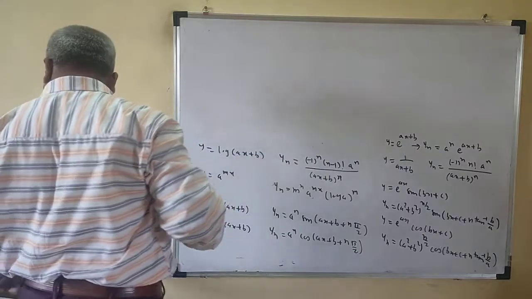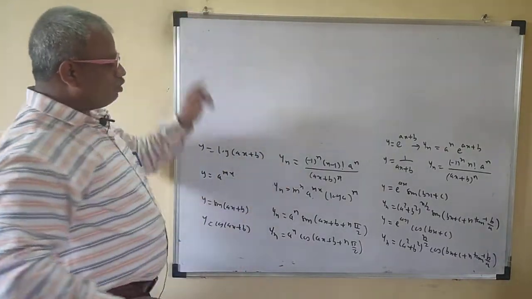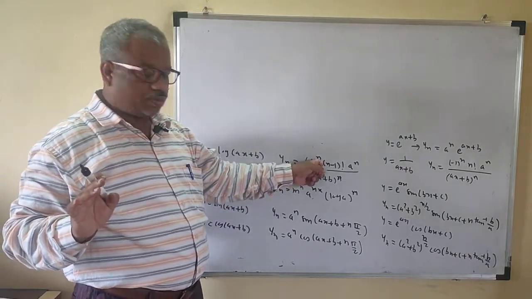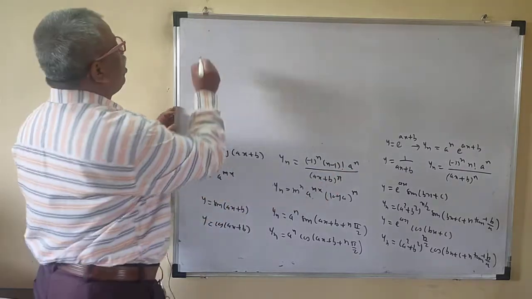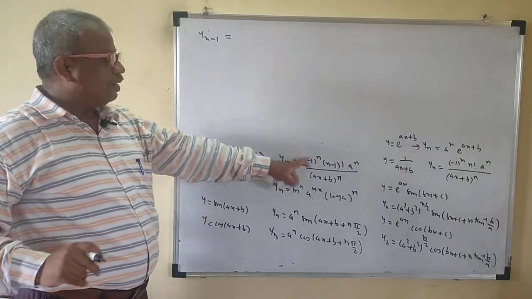Now suppose y is equal to log of (ax + b). Then yn is what? You should remember the formula. yn is equal to (-1)^(n-1) (n-1) factorial a raised to n over (ax + b)^n. So if you want y(-1), that means the (n-1)th derivative of this, just replace n by n-1.